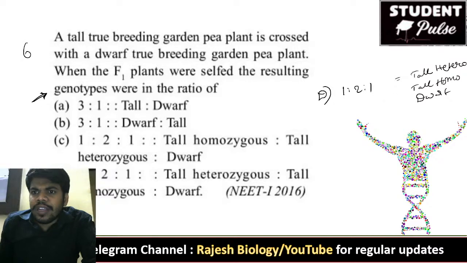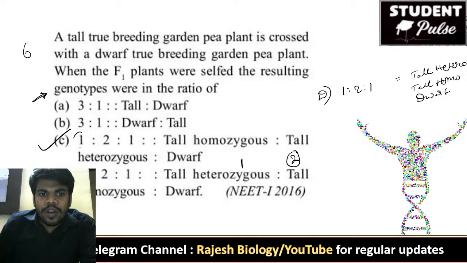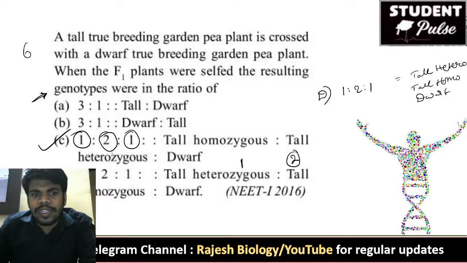It is not correct. 1 is to 2 is to 1 is correct, but the first one is not tall heterozygous. It is tall homozygous. 2 tall heterozygous. So the right answer is C: tall homozygous, tall heterozygous, dwarf. So the right answer is C. Clear or any questions?